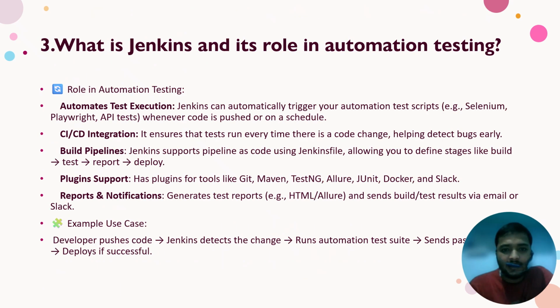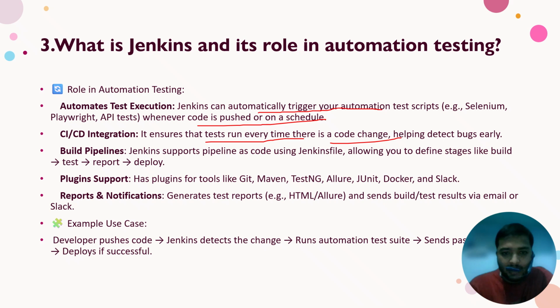What is Jenkins and its role in automation testing? Jenkins can automatically trigger your automation test scripts, like Selenium, Playwright, and API testing, whenever code is pushed or on a schedule. With CI/CD integration, it ensures that the tests run every time there is a code change. It helps catch bugs early and build a pipeline.